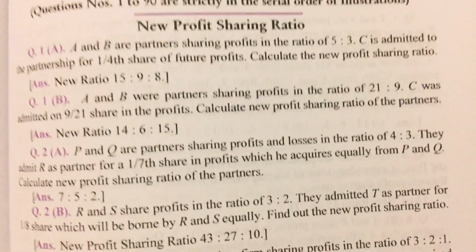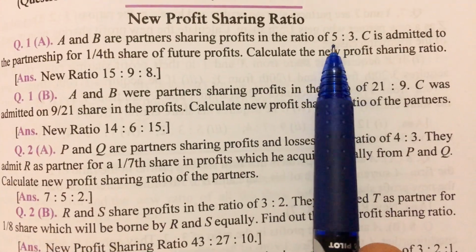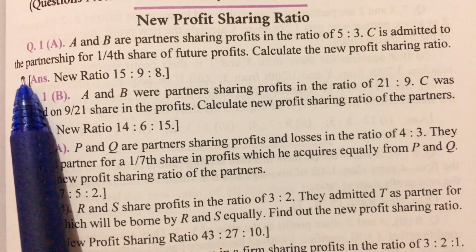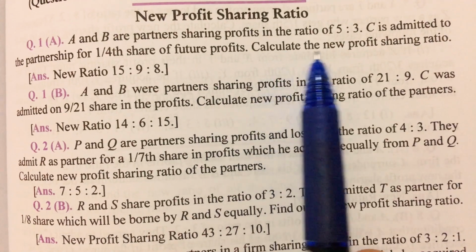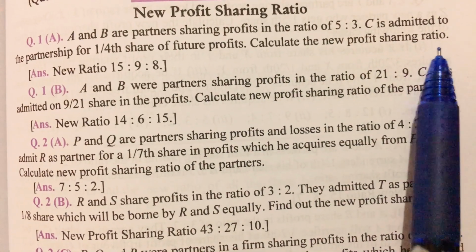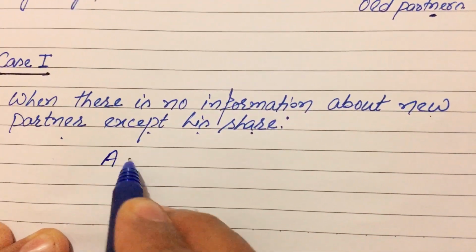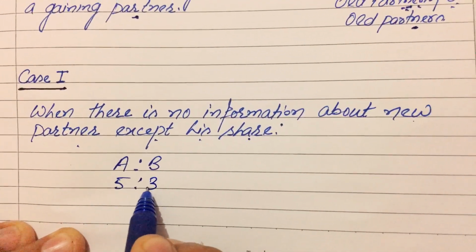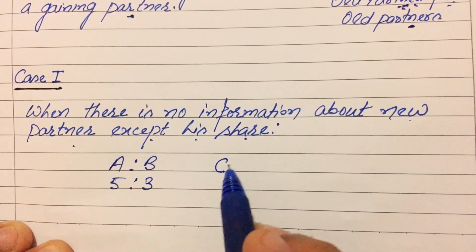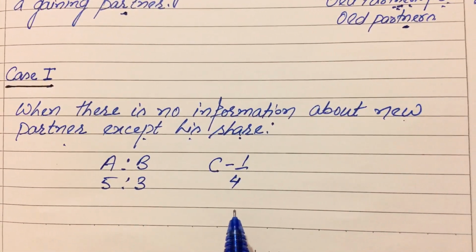This is question number 1, A part. In this question, A and B are partners sharing profits in the ratio of 5:3. C is admitted to the partnership for 1/4 share of profits. Calculate the new profit sharing ratio. Now if we brief the question, we have two partners A and B. Their profit sharing ratio is given in the question, 5:3. C is admitted as a new partner for 1/4 share in profit, and we have to calculate the new profit sharing ratio.